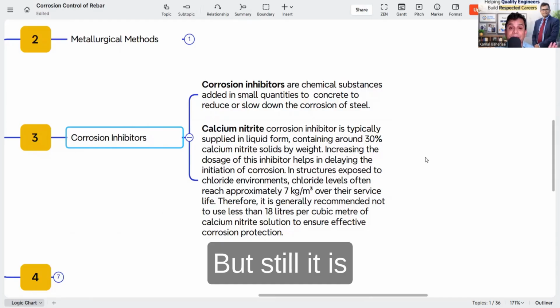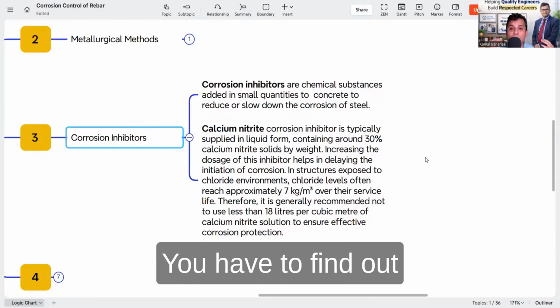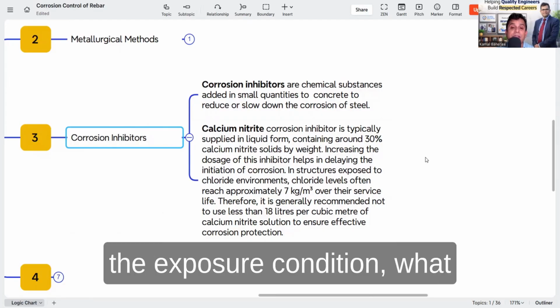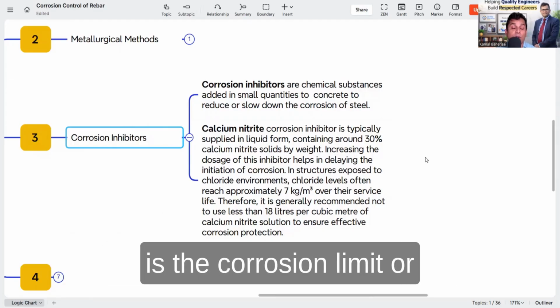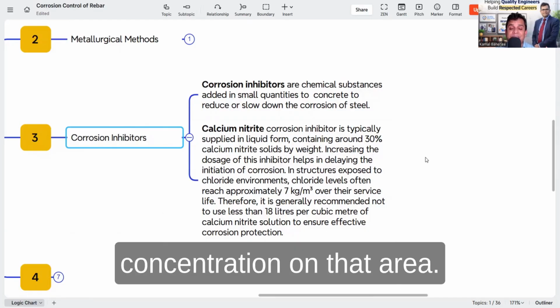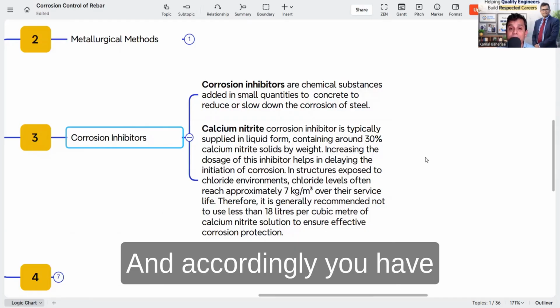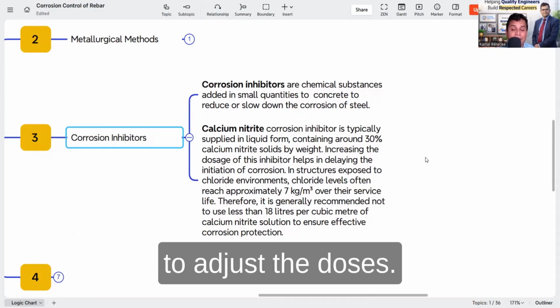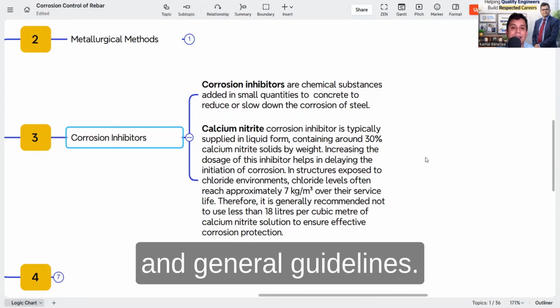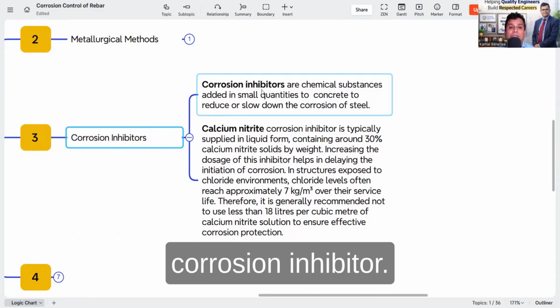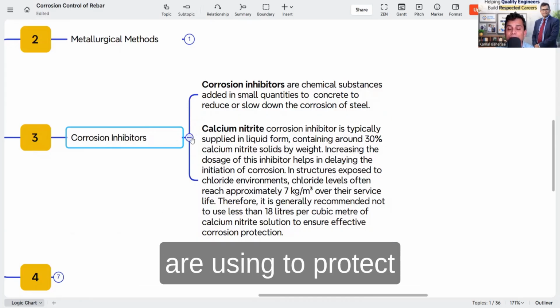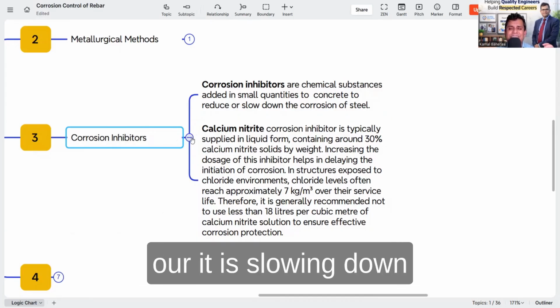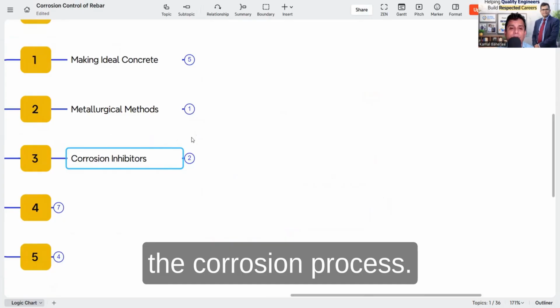But still, it is a general guideline. You have to find out the exposure condition, what the corrosion limit is, or what the chloride concentration is in that area, and accordingly you have to do the mix design and adjust the dose. It's just a general guideline. So another method is corrosion inhibitors, the calcium nitrate we are using to protect our steel. It is slowing down the corrosion process.